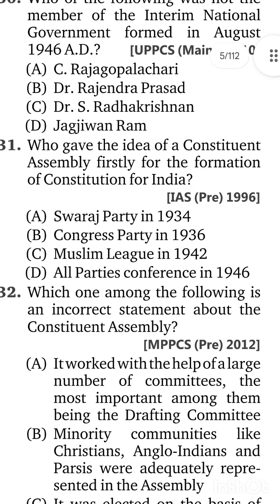31st question. Who gave the idea of a Constituent Assembly firstly for the formation of a Constitution for India? Option is A. Swaraj Party in 1934.